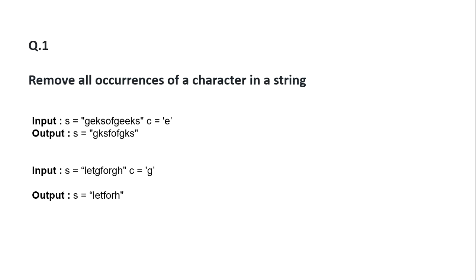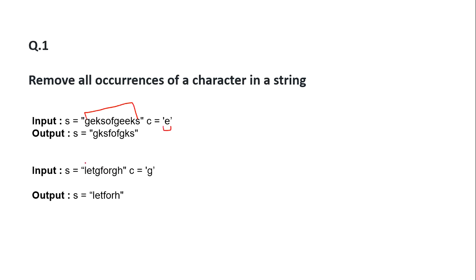So the first question is, remove all occurrences of a character in a string, right? So this is the first question. So the input they have given is something like this. For example, this is your string. Now what you have to do, you have to remove all occurrences of a particular character that is given to you. So here they have given E. So in this given string, wherever E is occurring, you have to remove this E. So after removing E, what is our output? G, K, S, O, F, G, K, S, right?